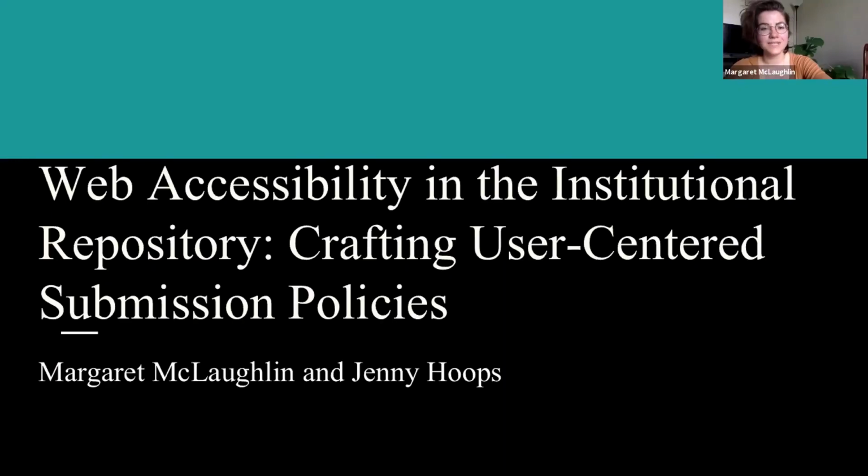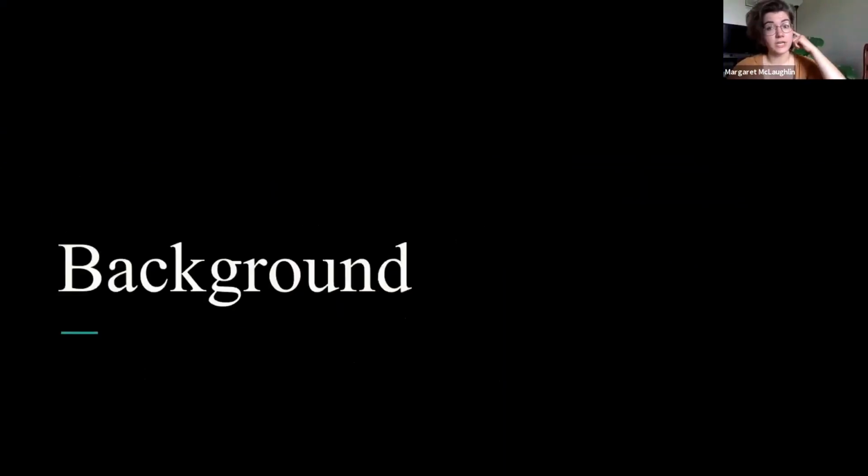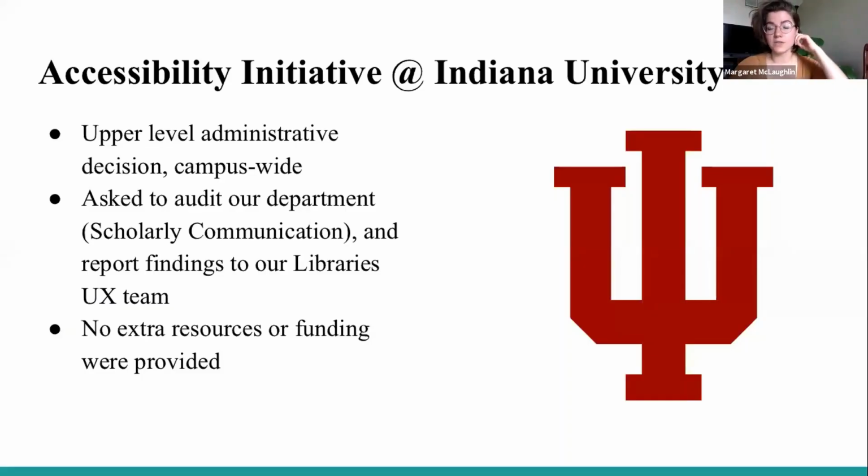Right, so to get started, a little bit of background about what initiated this project. This came from an upper level administrative decision that was university-wide, campus-wide, where each department was asked to do an accessibility audit. This was not just for the libraries, this was across all campus departments, specifically for their web content, to check the accessibility of their web content. And our department, the Scholarly Communication Department, was asked to audit our content and report our findings to our Department of User Experiences. We weren't given any extra funds or any extra resources to do this.